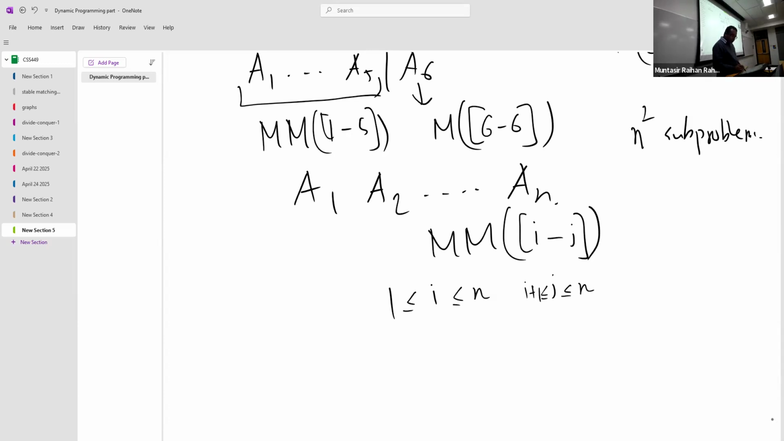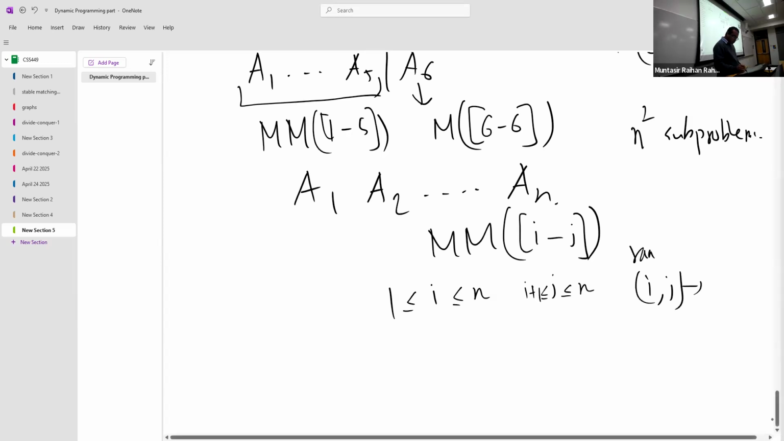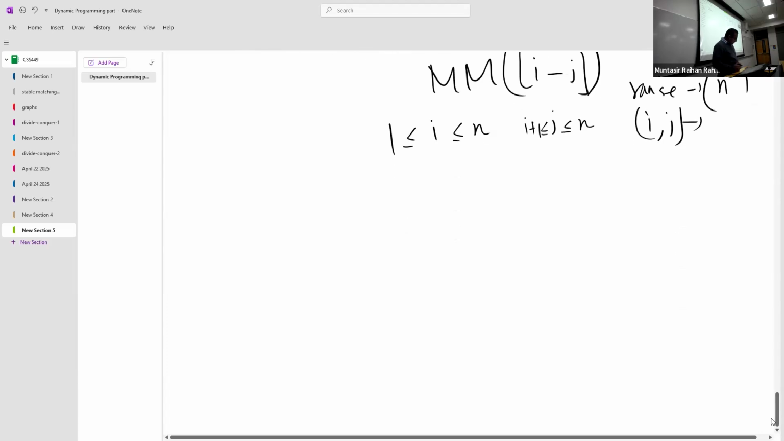But that means both i and j together span n squared possible subproblems, okay? Now with this we can write up the code. We still have another question on that one.